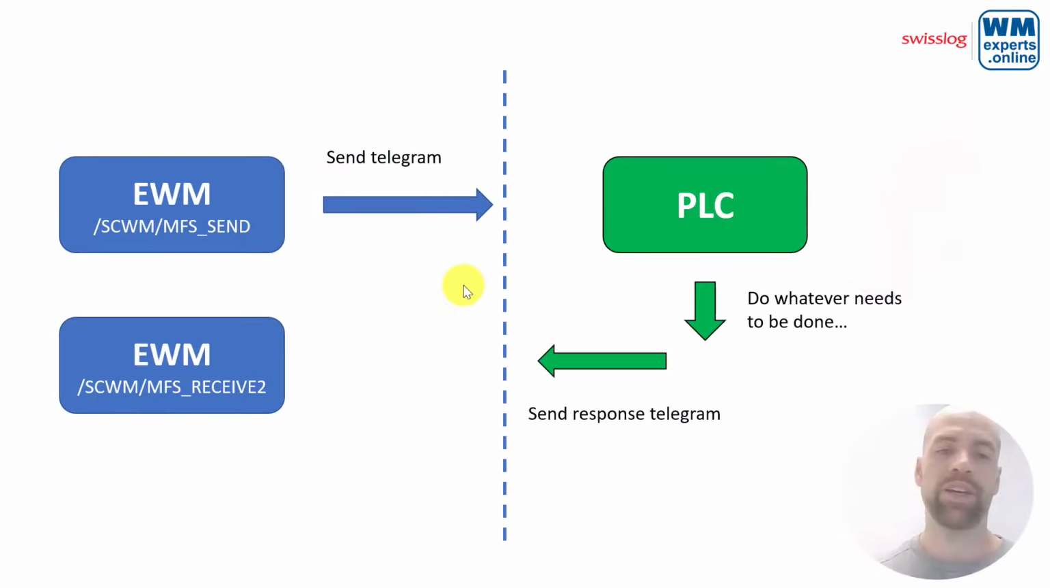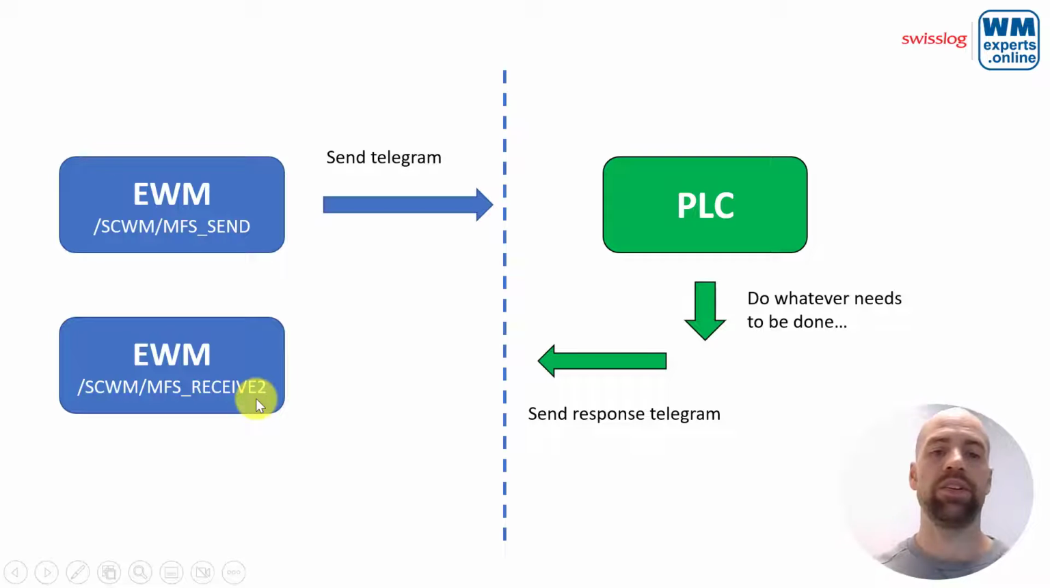So looking at this from an even more simplified perspective, EWM is sending a telegram. This is done with this function module here. The PLC receives the telegram, does whatever needs to be done, and sends a response telegram back to EWM, where the response is received with function module MFS_receive2.